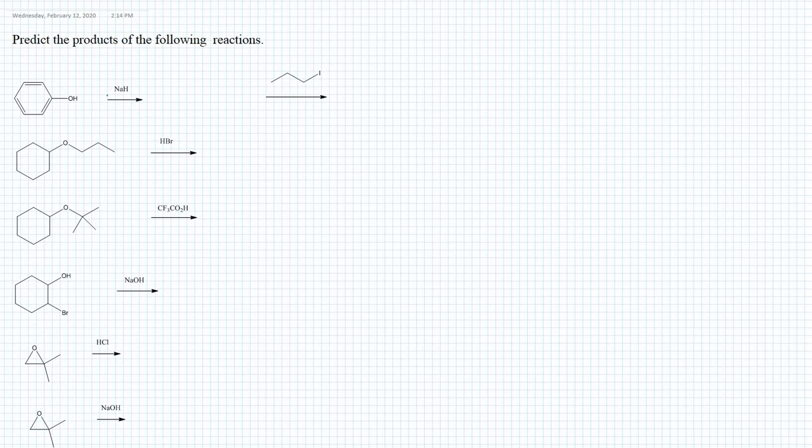So basically it's going to be a deprotonation or acid-base reaction. The alcohol will act as an acid, and sodium hydride, basically the hydride anion, is going to act as a base, so that's going to be a deprotonation reaction. Let's write the product. The product we expect is a phenoxide anion, plus we will have hydrogen gas.